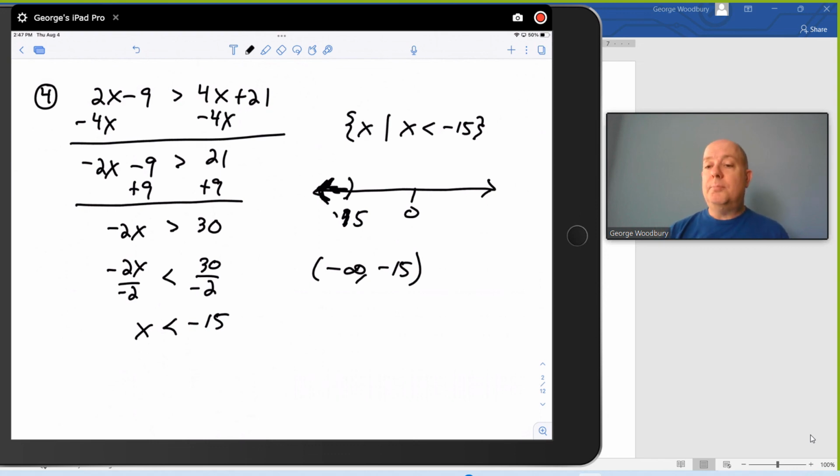All right, those are simple linear inequalities. In the next video, we'll take a look at inequalities that have two parts to them, compound inequalities.